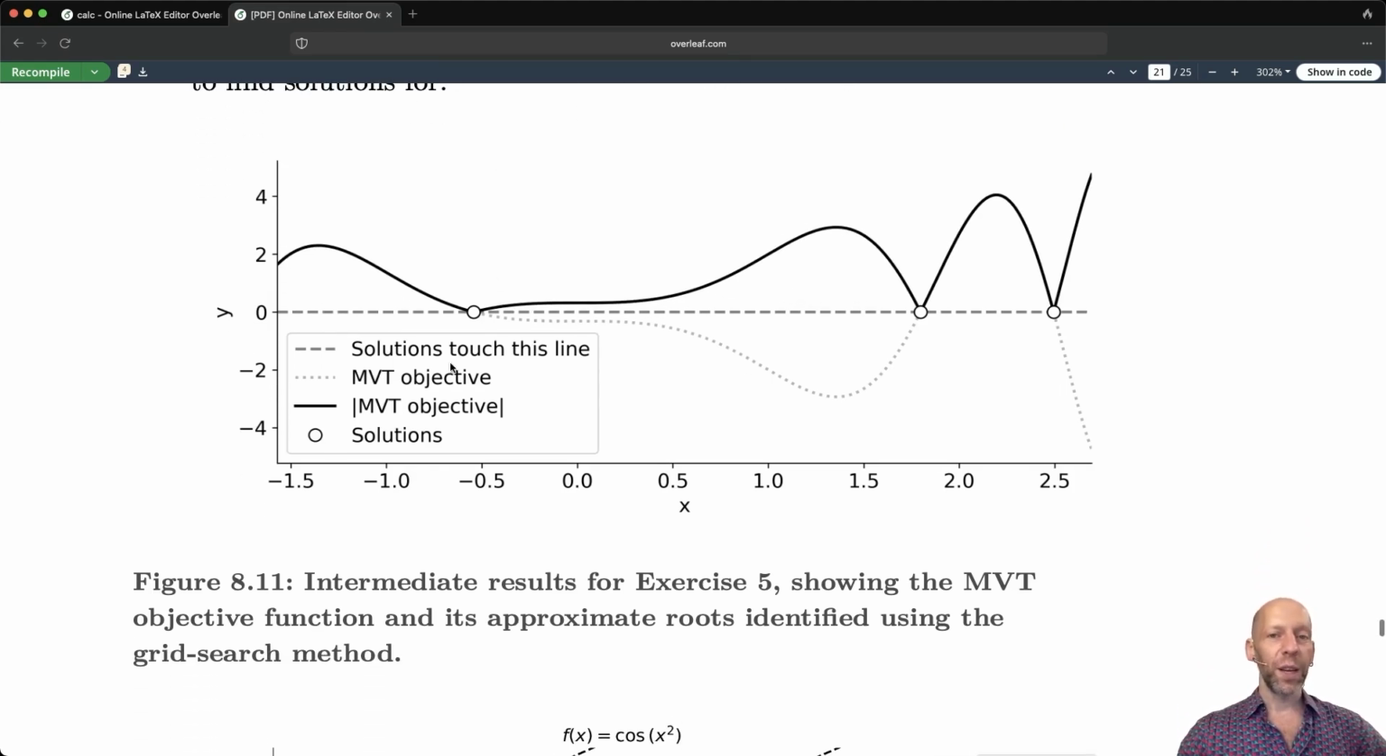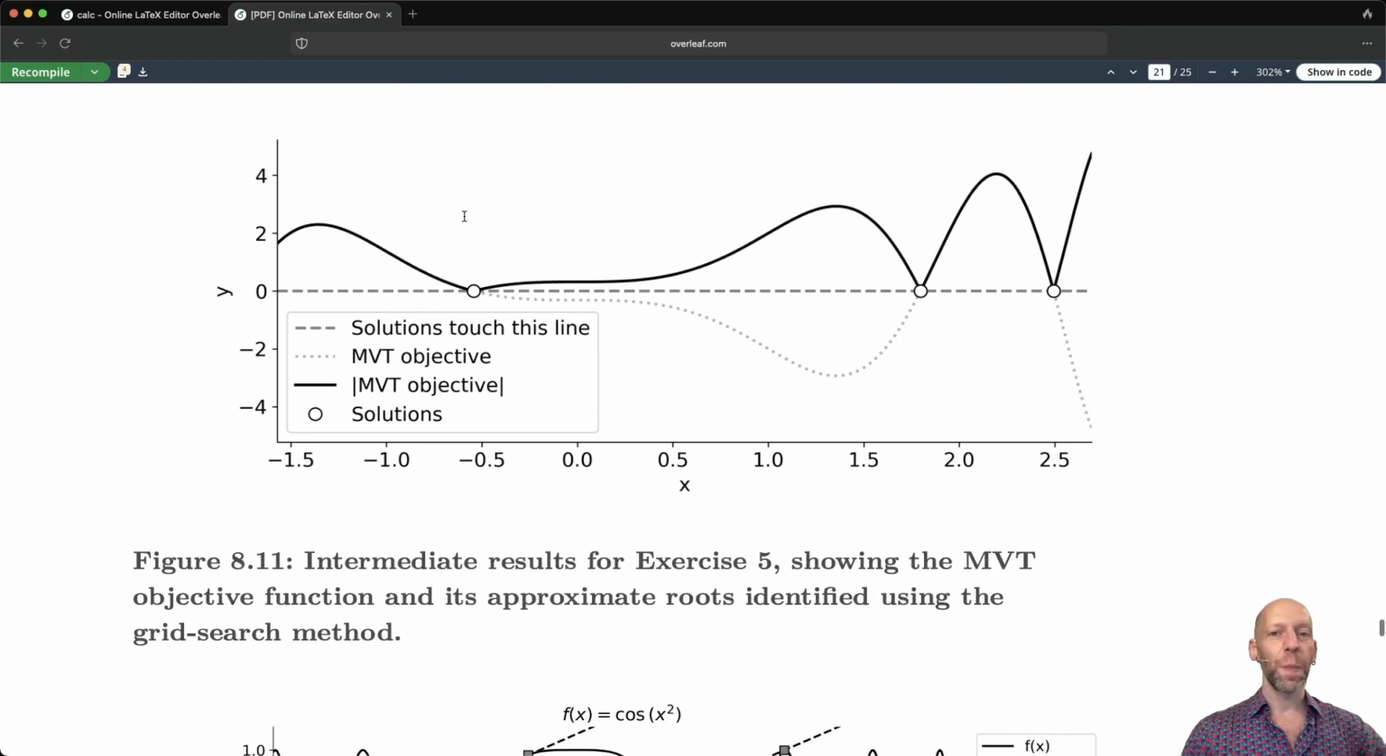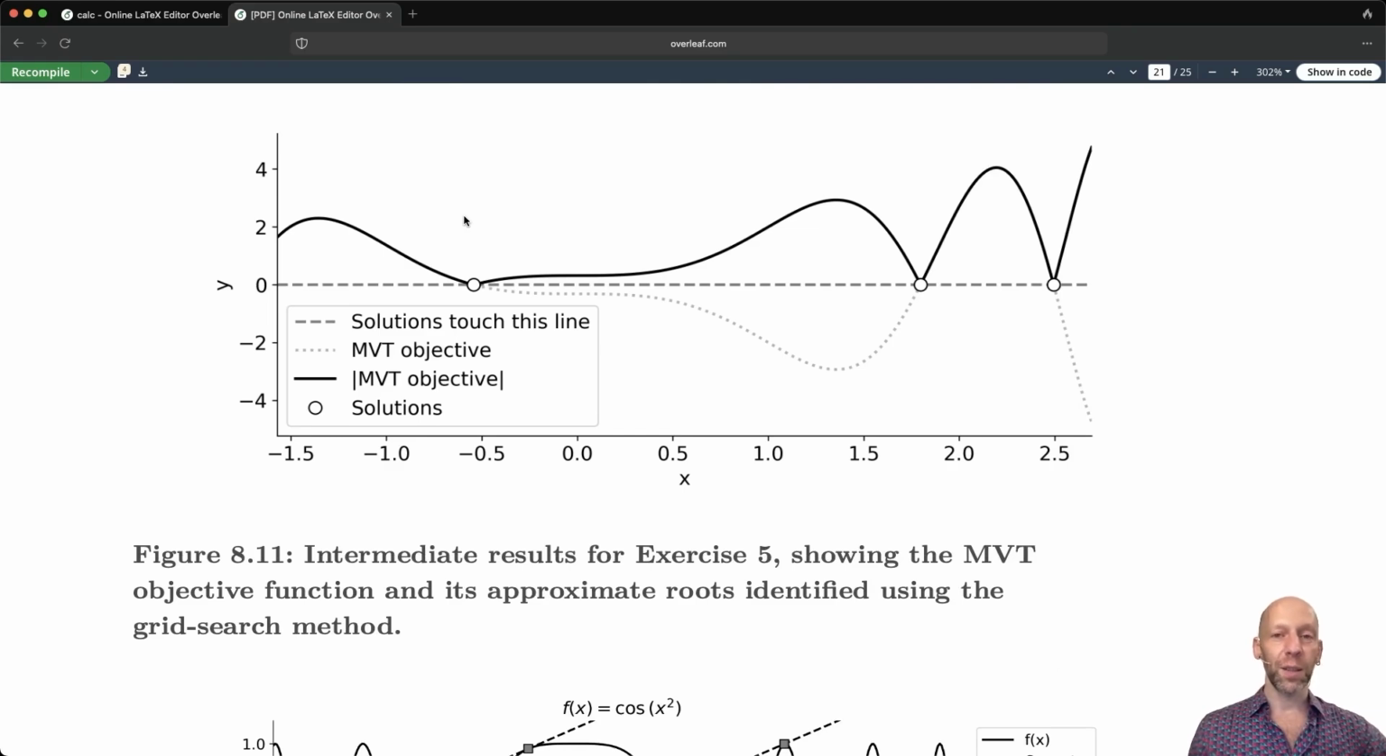So you're going to generate a figure that looks like this. This is showing the mean value theorem objective function. I'm leaving this intentionally mysterious here. It's not the function, it's not the function's derivative. It is the objective function of the mean value theorem. So that's the tricky part of this exercise, to make sure you know what is the right equation to solve for.